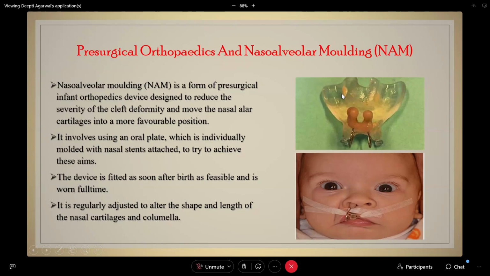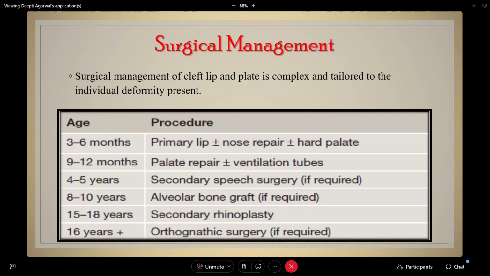This plate goes into the mouth, and these are the nasal stents, which will pull it together, and then they are taped to the face for stronger grip. This device is fitted as soon after birth as feasible and should be worn full time. It has to be regularly adjusted to alter the shape and length of nasal cartilages and columella because surgical management is complex and tailored to the individual deformity present.